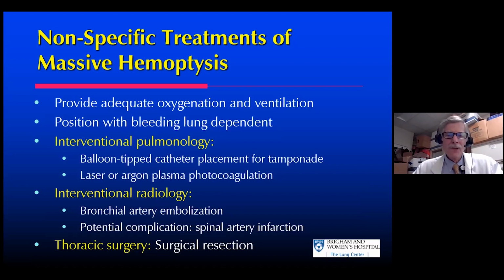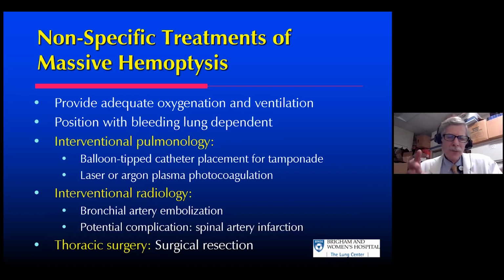The interventional pulmonologist maybe can come and with a bronchoscope put a balloon-tipped catheter to tamponade the bronchus that's bleeding. Maybe they can use localized coagulation techniques. You're going to call the interventional radiologist who can offer bronchial artery embolization, especially in those with bronchiectasis and big dilated bronchial arteries, most effective.